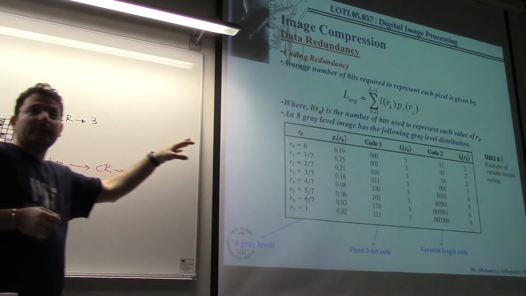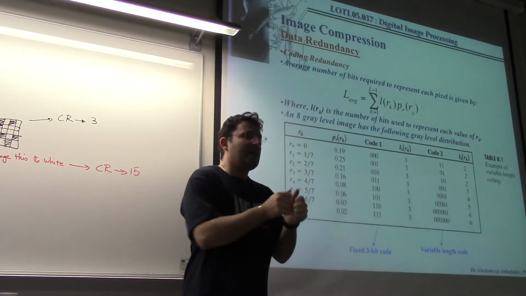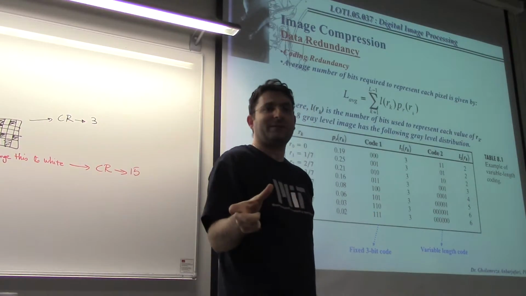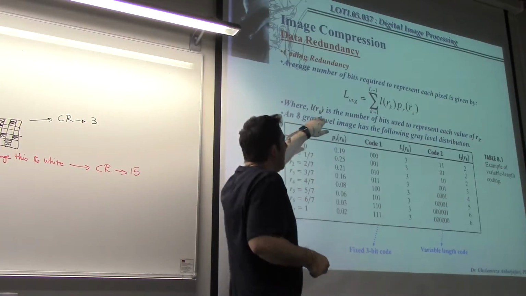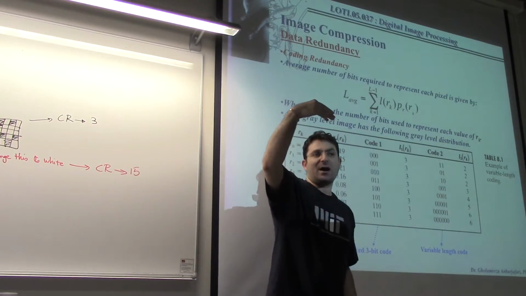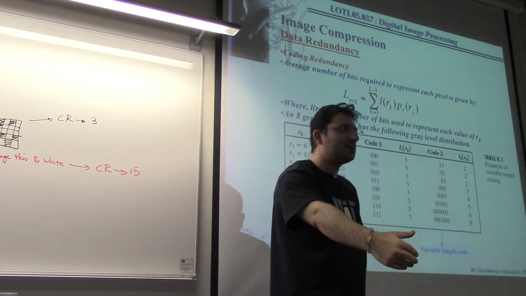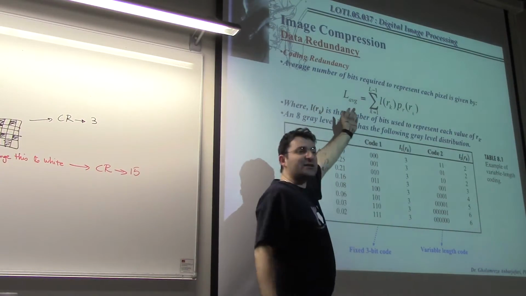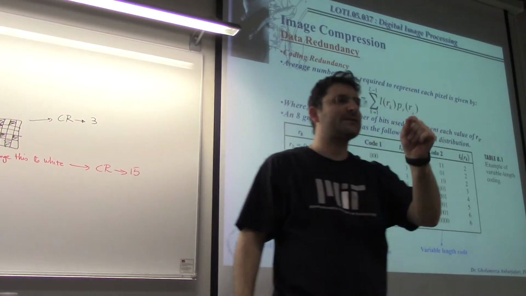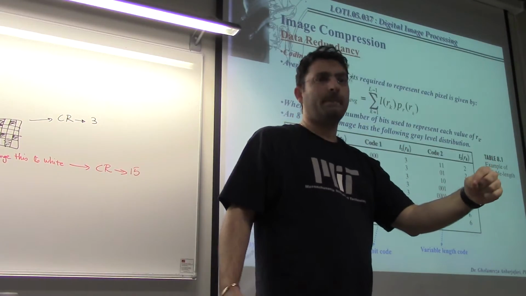So, how we are calculating it is this. The probability multiplied by the number of bits that we have. And till now, all the images that you had, it was an 8-bit image, right? So what was the average length? In other words, how many bits did we need to represent a pixel till today? 8.